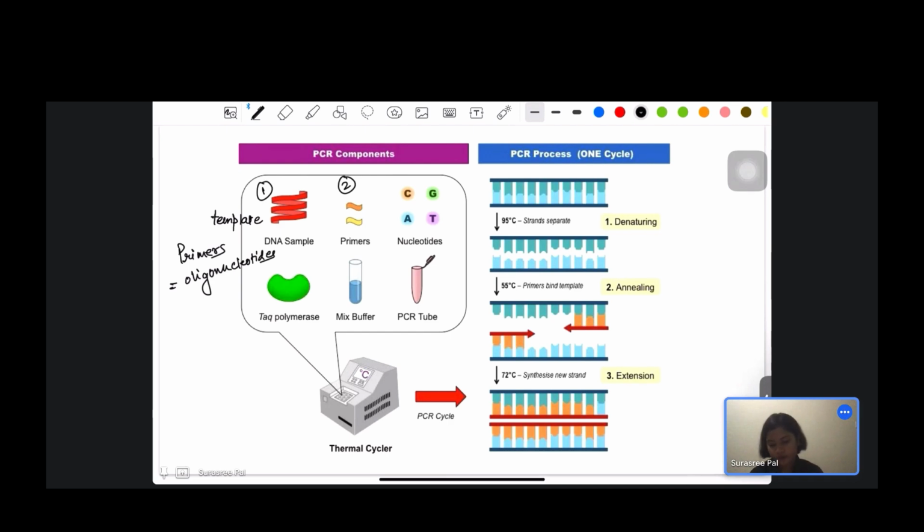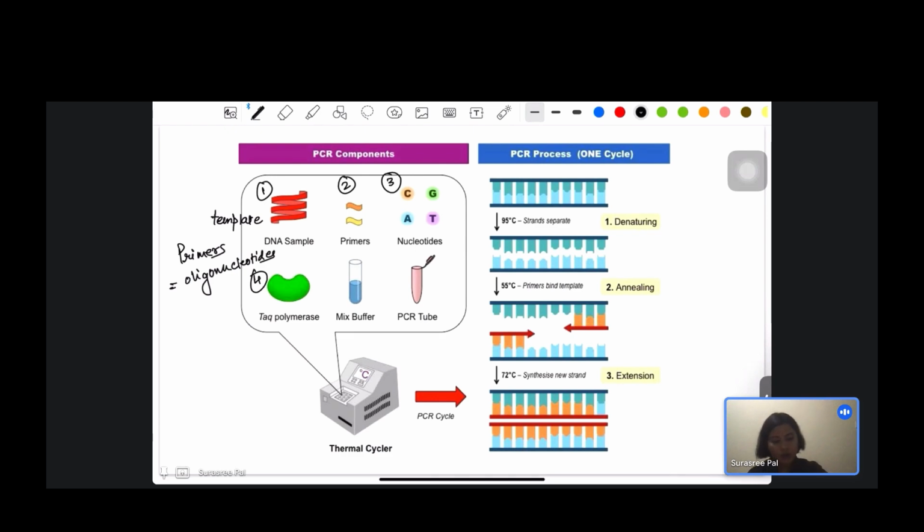And now we also have this important component, which is the nucleotides. These nucleotides will help in polymerization of the new daughter strand, right? Therefore these are the raw materials which will polymerize to produce the amplified DNA sample. The next one is the enzyme, which is the Taq polymerase. You have guessed it correctly. The Taq polymerase is a thermostable DNA polymerase.